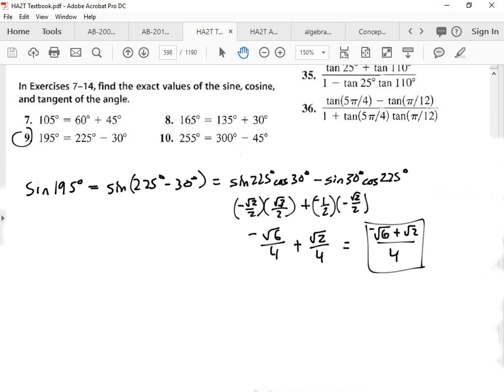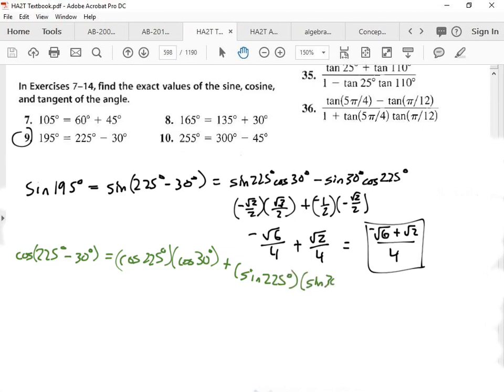Let's do cosine. So it'll be cosine of 225 degrees minus 30 degrees. The formula for this one is cosine, cosine, sine, sine. So we're going to go cosine 225 degrees times cosine 30 degrees. And then, oh, I'm running out of space there. Is it plus or minus when we have a minus? Yeah, it's plus. You think opposite because cosine's a jerk. Then we have sine of 225 degrees times sine of 30 degrees.